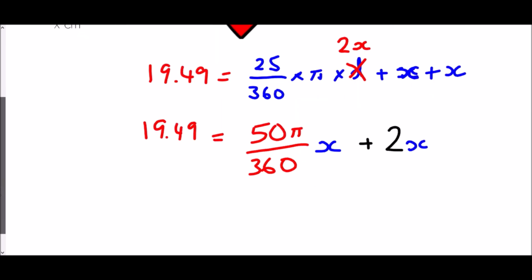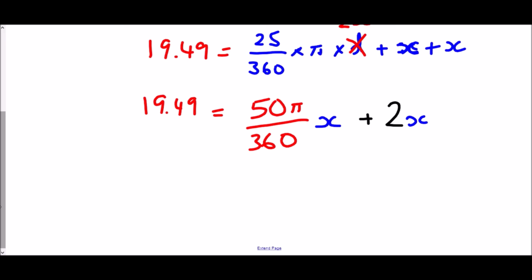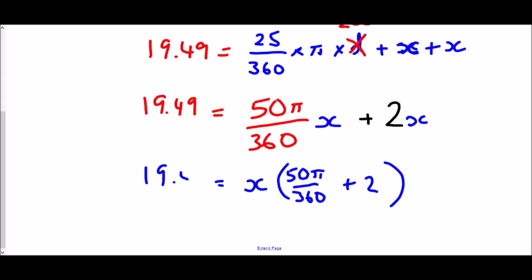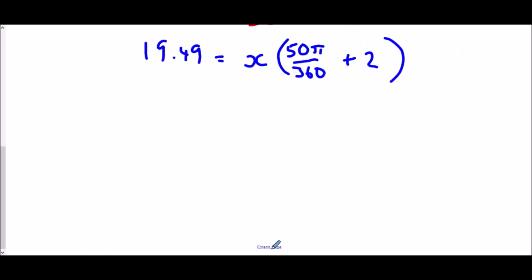If you can see that we have a common factor, which we do in this case, we have x as a common factor, we can then factorise the expression. And therefore x is our common factor, and so we can write x on the outside, and that is going to be 50 pi over 360 plus 2. Why is that useful? Well, it means that now if I want to find x all on its own, I can just divide by what is in the bracket.